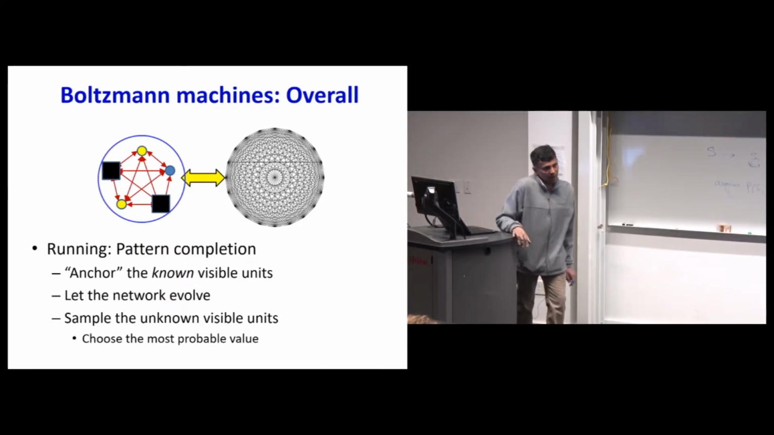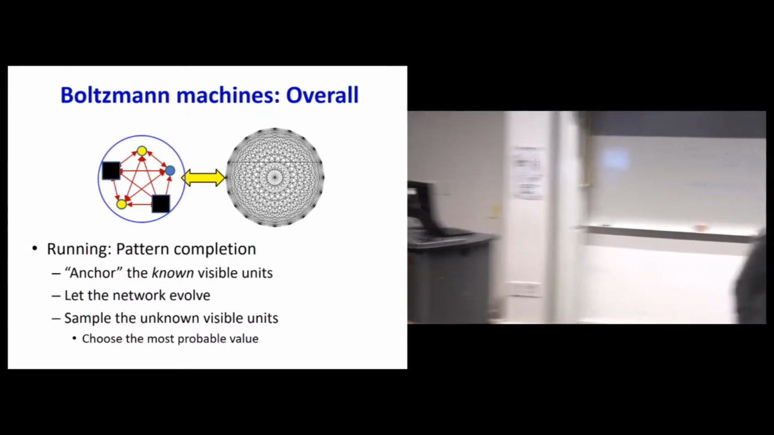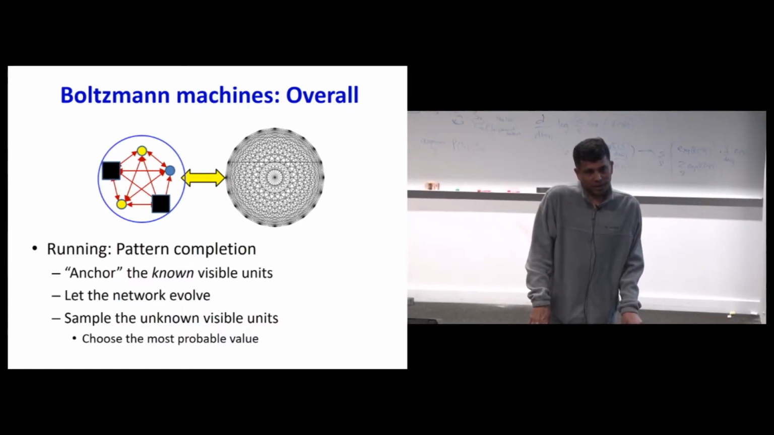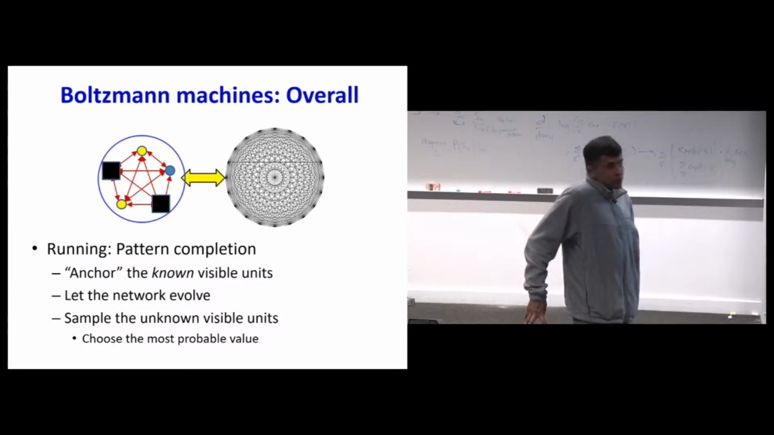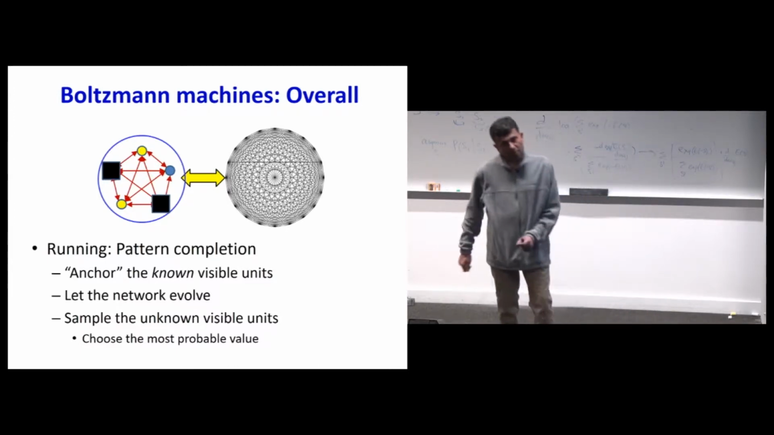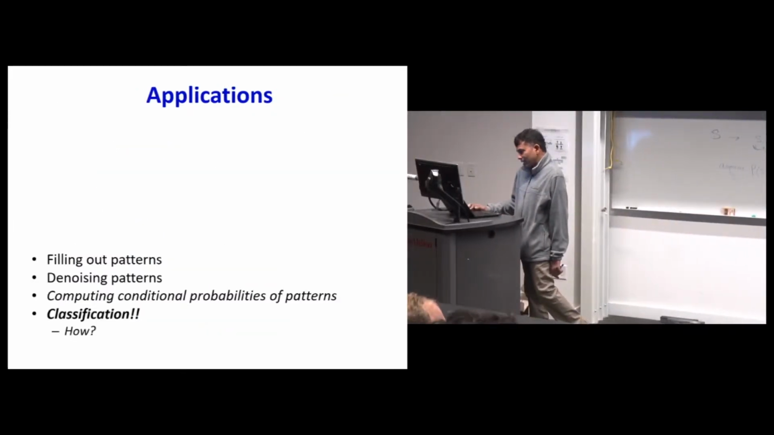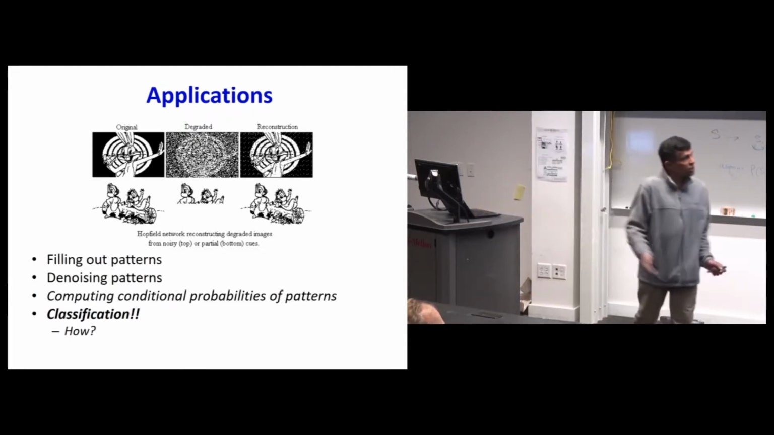So overall, if I gave you a partial pattern, even for the visible units, so let's say I gave you those 3 bits and I told you I don't know these 2 black bits. What I could do is just fix those 3 bits and then use the same stochastic update rule to let the entire network evolve and eventually sample the final stabilized sequence to read off the unknown bits. You can do this for filling out patterns. You can do this for denoising patterns. You can do this for computing conditional probabilities of patterns and even classification.